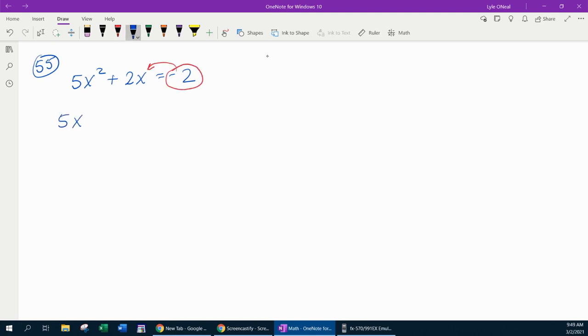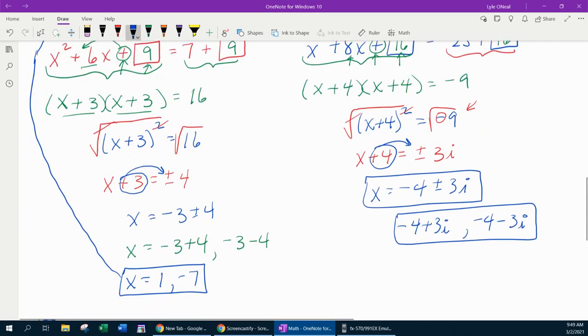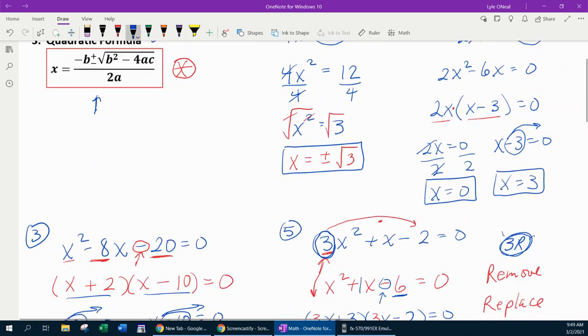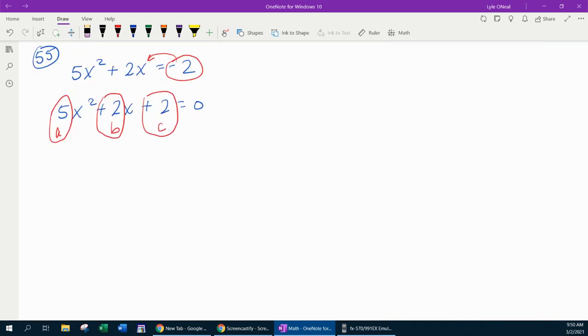So we're going to have 5x squared plus 2x plus 2. And then I can see A is positive 5, B is positive 2, and C is positive 2. And now we can use the quadratic formula, and I like to refer to this as plug and play. So we're going to come up here to our quadratic formula and simply plug in the values for A, B, and C.